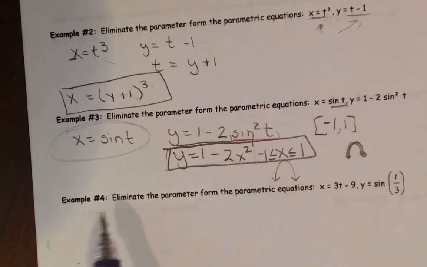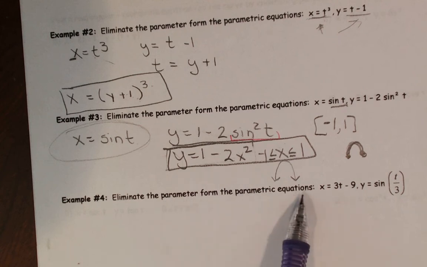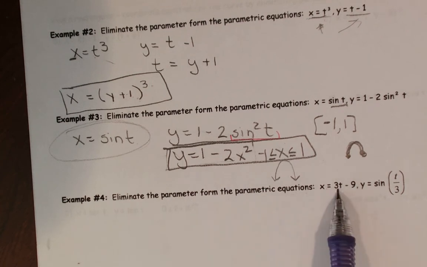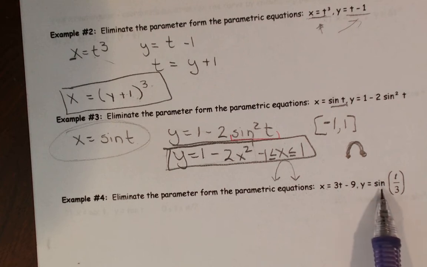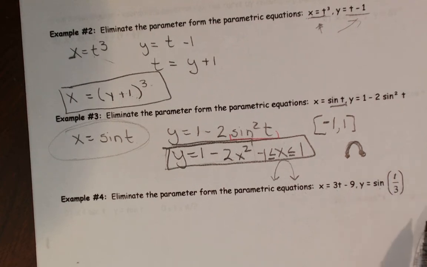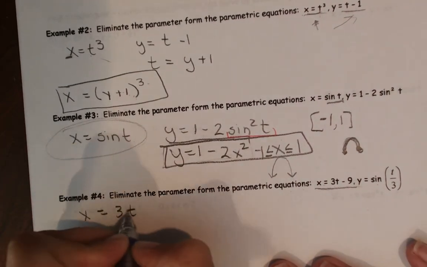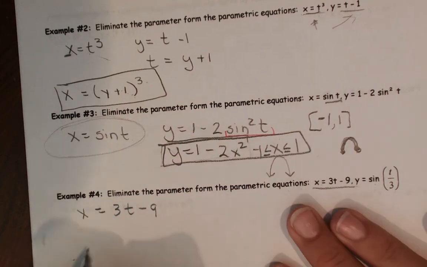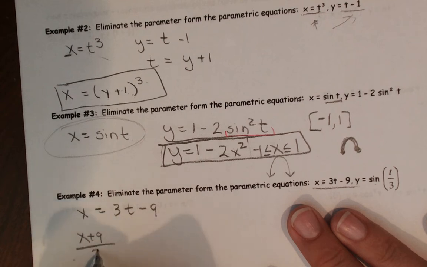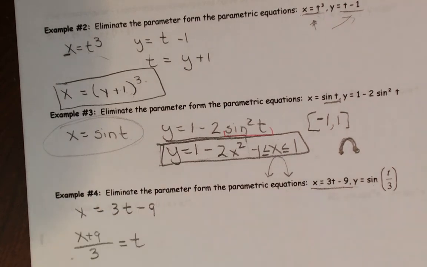The last example says eliminate the parameter for the parametric equations x equals 3t minus 9 and y equals sine t divided by 3. If I'm trying to solve for t in one of these, I think this one is going to be easier. So I'm going to say x equals 3t minus 9. If I add 9 to both sides, x plus 9, divided by 3, equals t. Okay, so we have that.